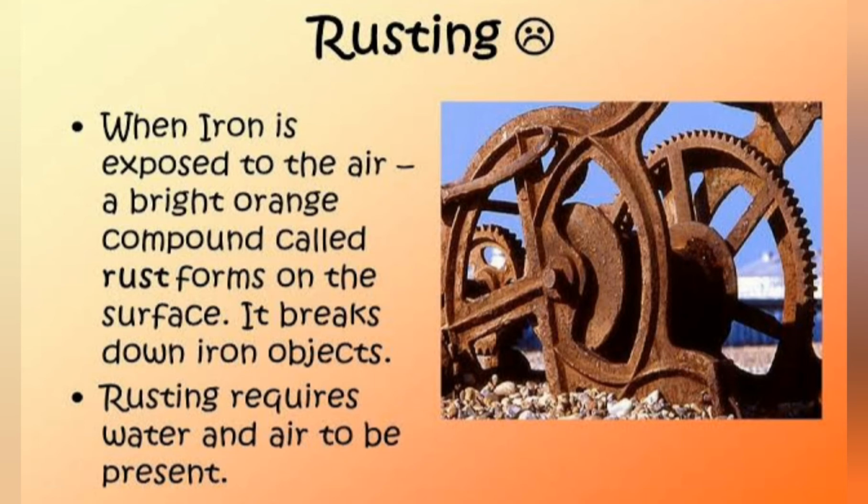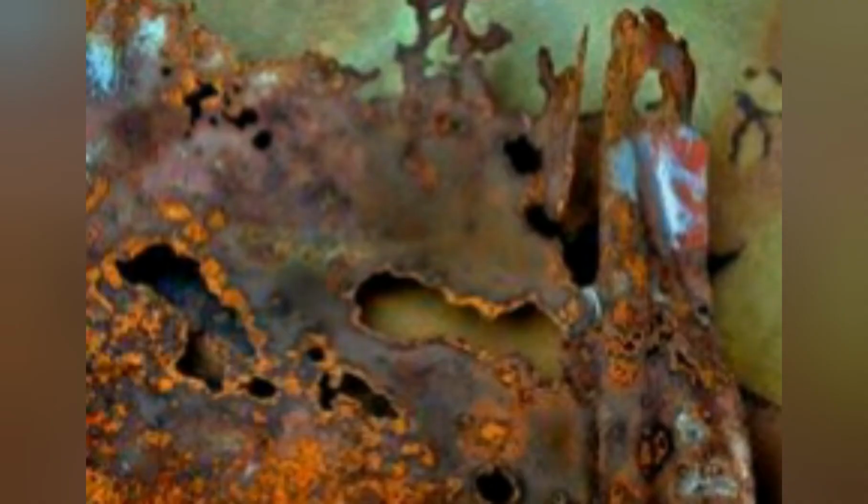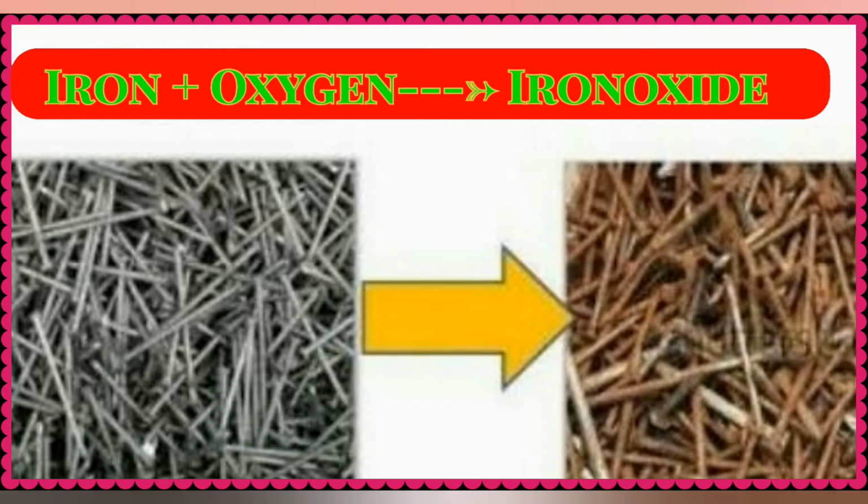Iron reacts with atmospheric oxygen in the presence of moisture to form a substance called iron oxide, which we call rust. The layer of rust falls down gradually. Again, the fresh metal gets exposed to atmospheric oxygen, which leads to rust again.